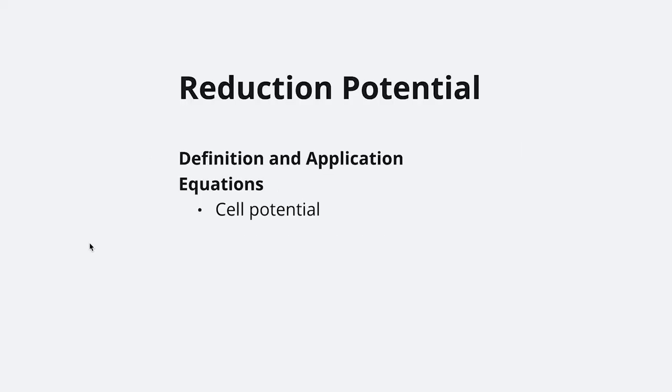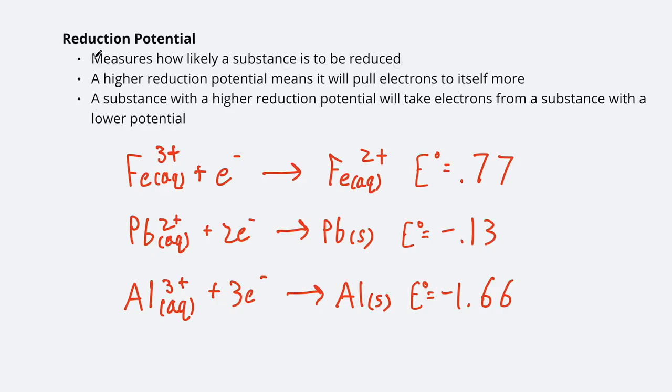In this video, we're going to cover reduction potential. So first, we'll just establish what that is, and then we'll look at how we apply that to calculating the cell potential. Reduction potential measures how likely a substance is to be reduced.